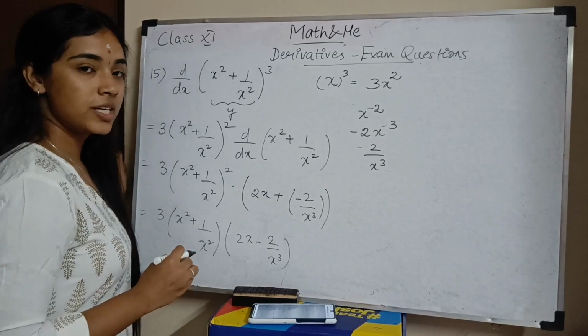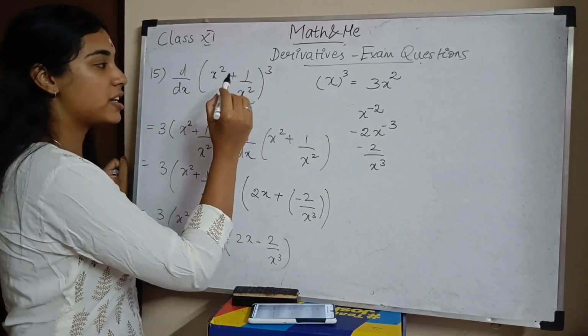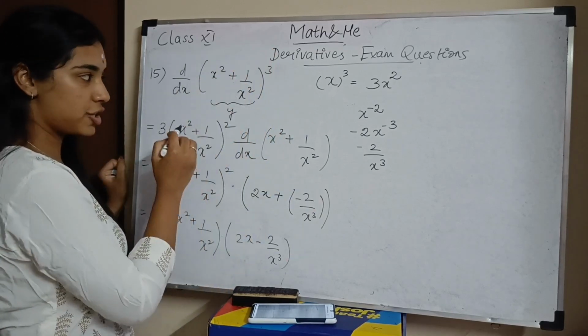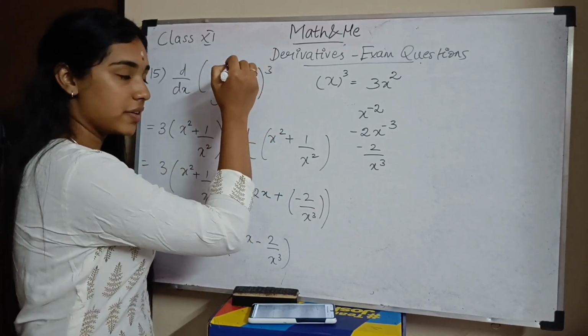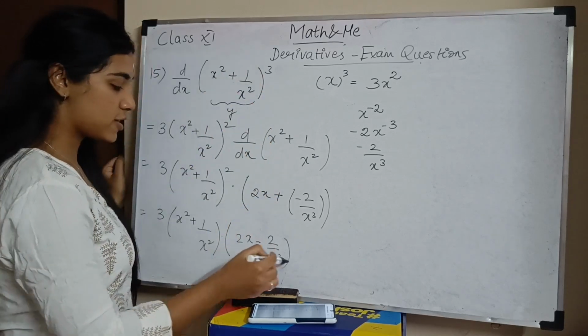Clear? So when you have some function inside the bracket, when it is not simply just x, first you take the derivative of this whole function, and then you take the derivative of the function that is inside. Okay, so this is your final answer.